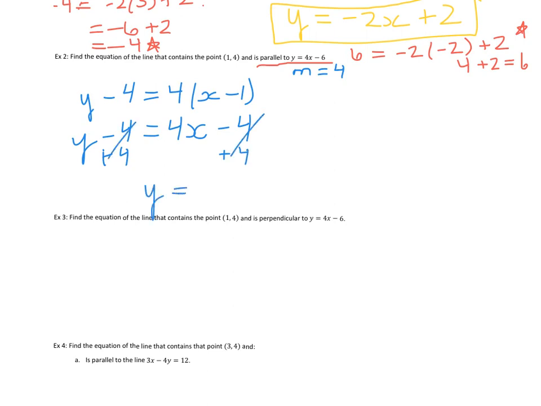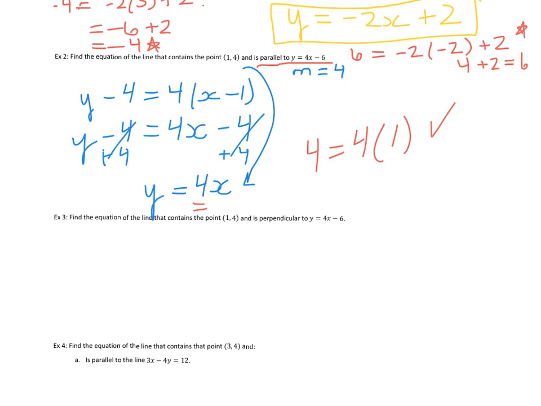So it's y equals 4x. All right, and we would check. We could put the point 1 comma 4 into y equals 4x. So y equals 4, x equals 1, and that checks out. And then notice we also have that slope of 4, so we're good to go. Okay.